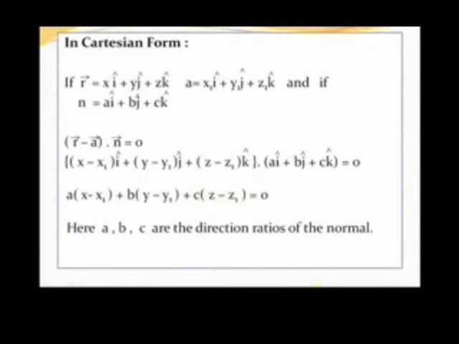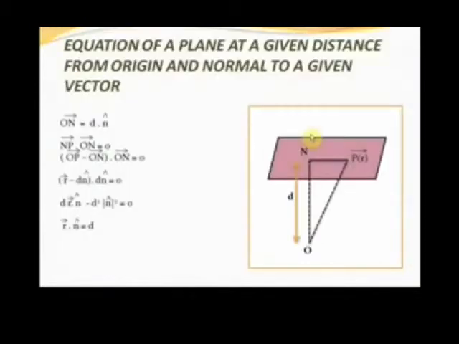Here we see that the coefficient of this is a, which is the direction ratio of the normal. Here the coefficient of this is b, and hence this is the direction ratio of the normal. And here the coefficient of this expression is c, which is again the direction ratio of the normal. Thus the coefficient of x, the coefficient of y, and the coefficient of z represent the direction ratios of the normal to any plane.